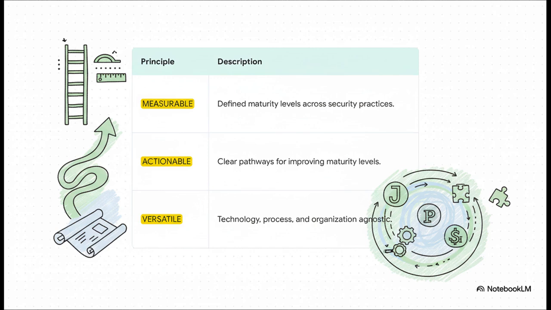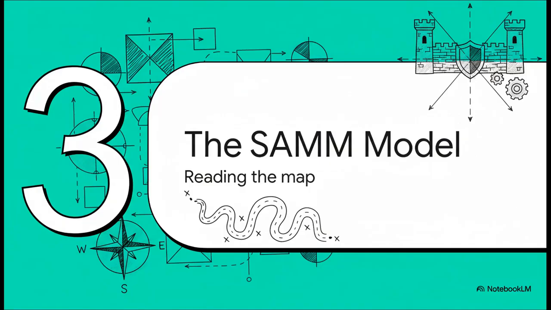First, it's measurable. It uses defined maturity levels so you always know exactly where you stand. Second, it's actionable. It gives you a crystal clear path to get better. And third, it's versatile. It doesn't care what tech you use or what your process is. It's designed to work with the way you already build software. Okay, so we get the why. Now let's dig into the how. We're going to deconstruct the model itself to see how it's all put together. Think of this part as learning how to read the map.